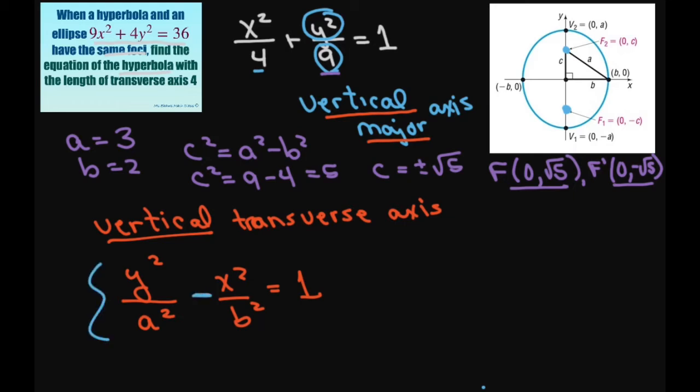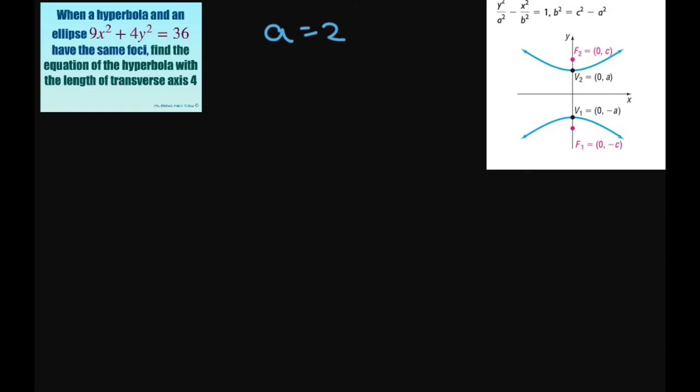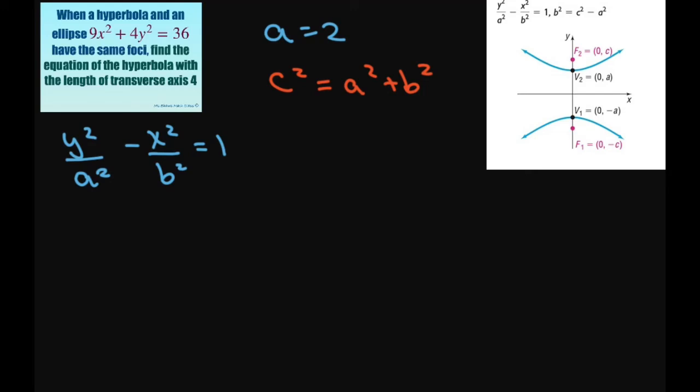This is important for hyperbolas because we have this minus sign. Alright, the length of the transverse axis is 4. So basically that means that 2a equals 4. That means our a equals 2. And then what we're going to do is look at that. We have our a equals 2, and we have y squared divided by a squared minus x squared divided by b squared equals 1. And we have c squared equals a squared plus b squared. Alright, so our a is 2, but our c is going to be equal to square root of 5 because that was our foci part.